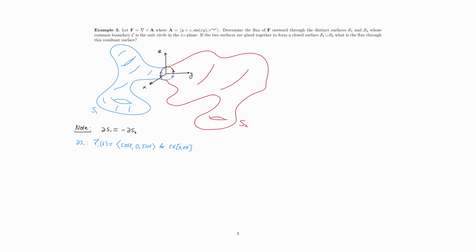Now that we have that, we can say that the flux of the vector field F through the surface S1 would be the double integral over S1 of F dot dS, which is equal to, since F is the curl of A, we can replace F with the curl of A dot dS. Now that we have the double integral of the curl of something, we can use Stokes' theorem to say that this is equal to the line integral around the boundary of S1 of A dot dr.